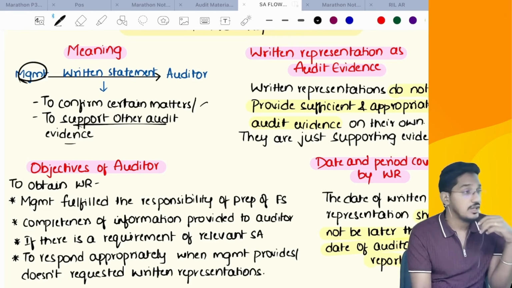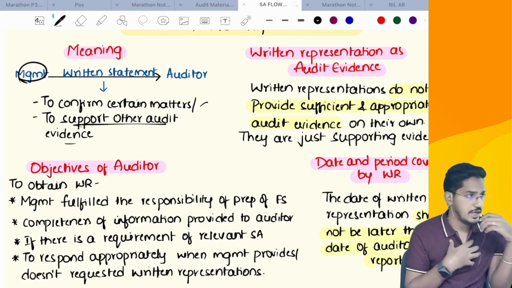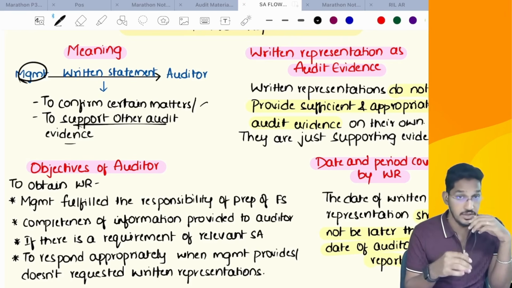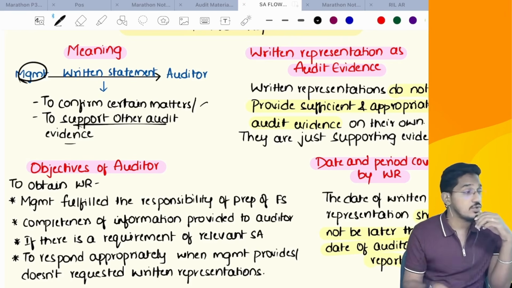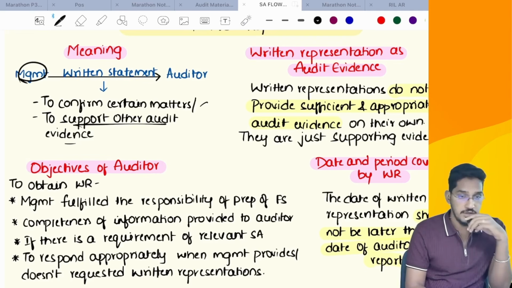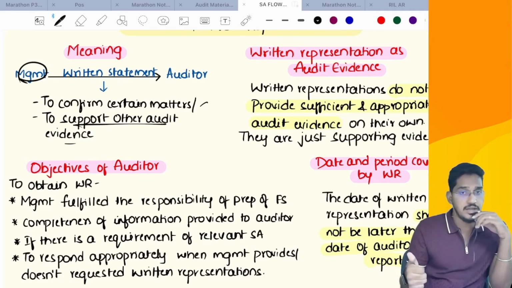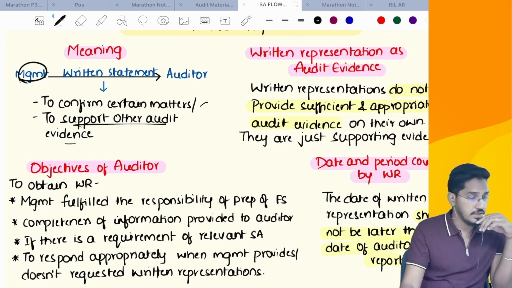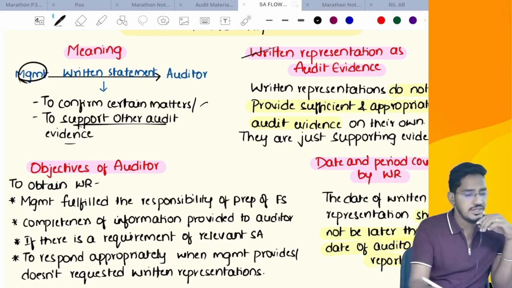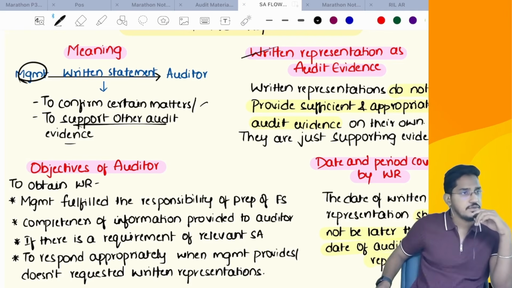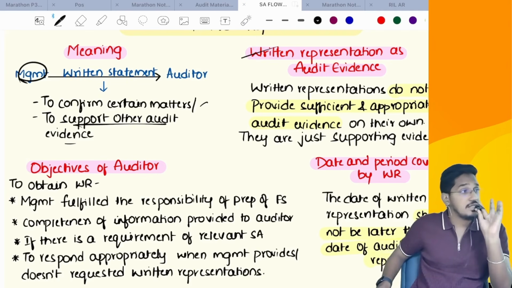And also to support other audit evidence. You have got some evidence, but you want some supporting information. So to support other audit evidence also, you can ask for a confirmation from management. So written representations are written statements obtained by the auditor from the management either to confirm certain matters or to support other audit evidence. Now, can you use written representation as audit evidence? Yes. Written representation is an important audit evidence like inquiry, but the problem is that written representation does not provide evidence on its own.